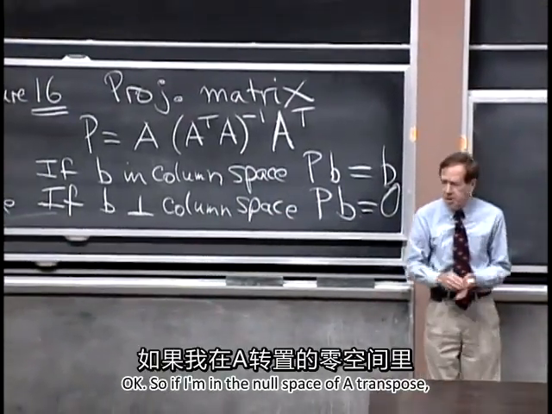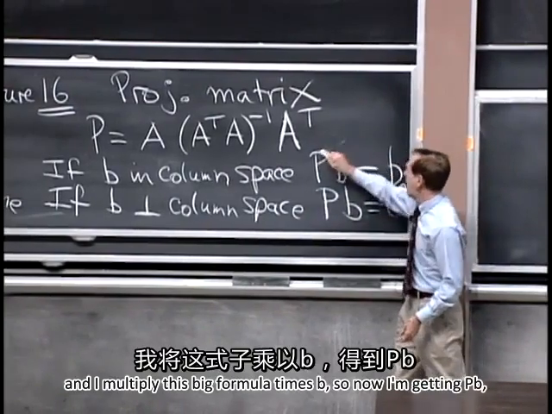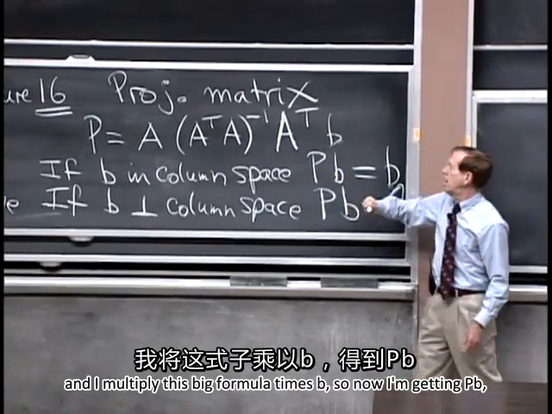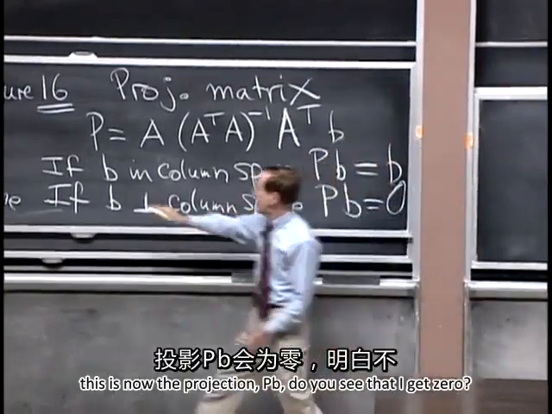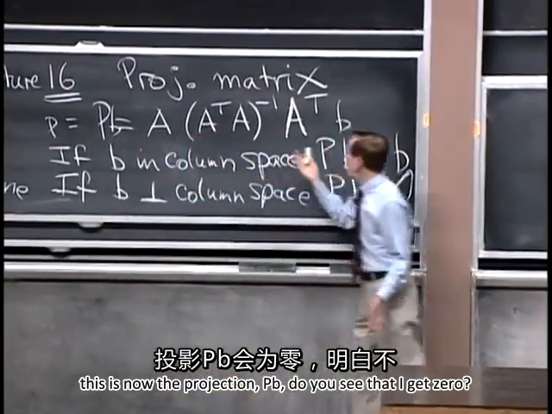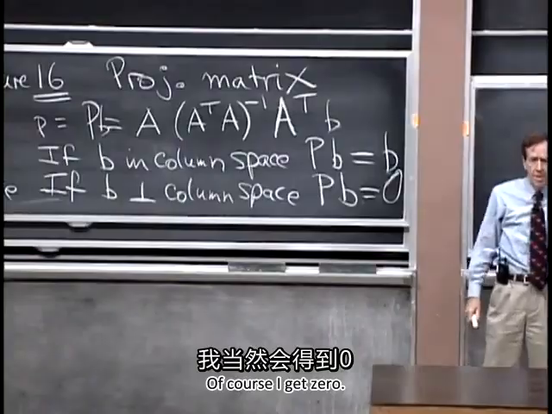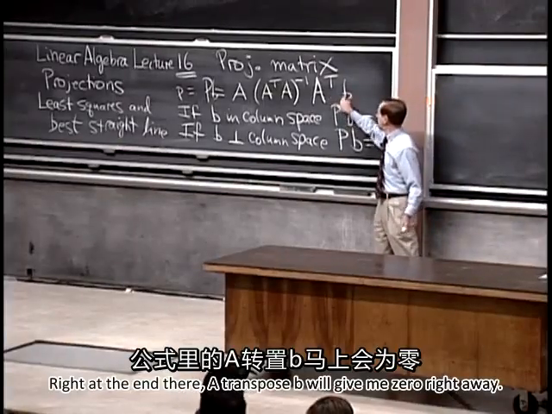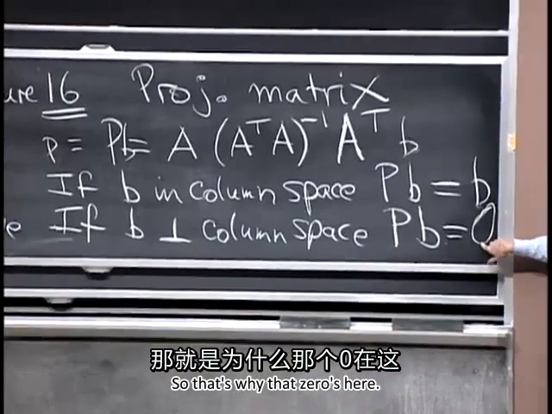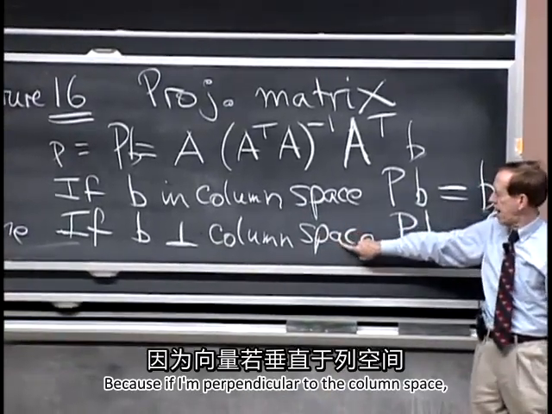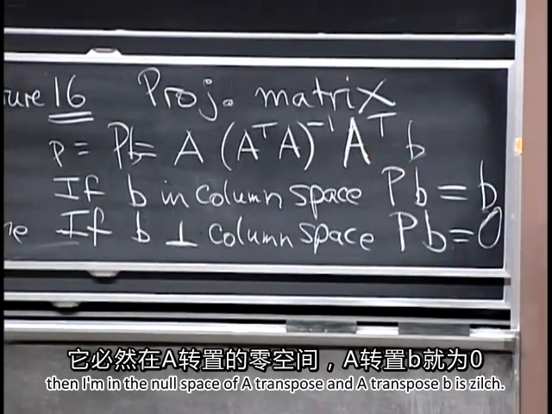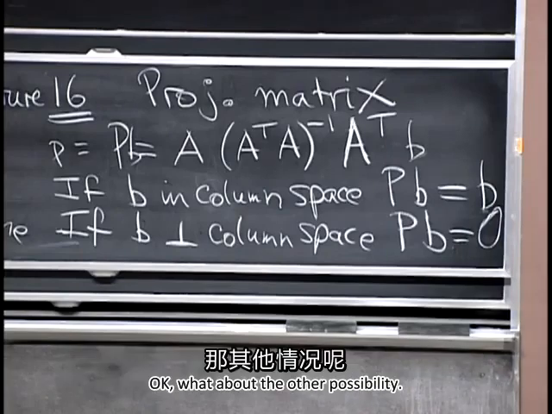Okay, so if I'm in the null space of A transpose, and I multiply this big formula times b, so now I'm getting Pb, this is now the projection. Do you see that I get 0? Of course I get 0, right at the end there. A transpose b will give me 0 right away. So that's why that 0 is here, because if I'm perpendicular to the column space, then I'm in the null space of A transpose, and A transpose b is zilch.